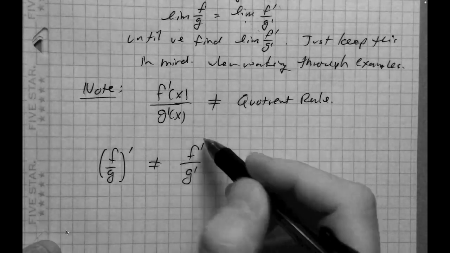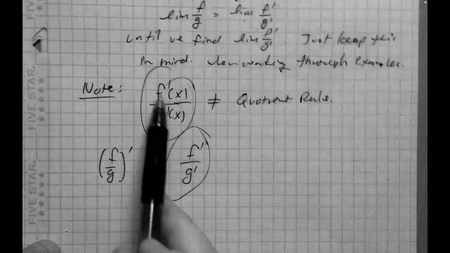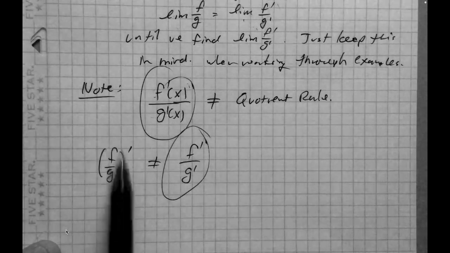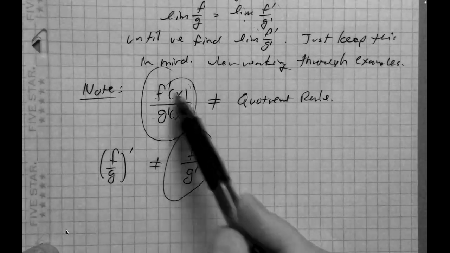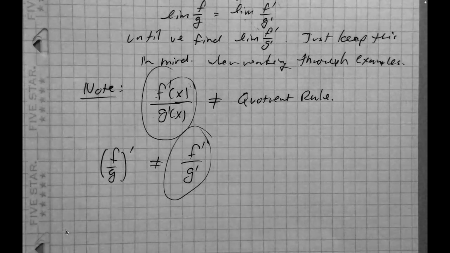This is simpler than the quotient rule. This is literally just take the derivative of f, and this is take the derivative of g. The quotient rule means take the derivative of the ratio of the two. Here we're treating them separately; there we're treating them together. Okay, so just a little note, a common mistake that I see people making when they come across L'Hopital's rule.